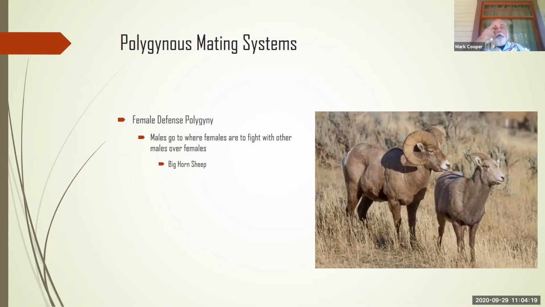All right, the next one is polygynous. Of all the polygamy, this is the more common. This is where you have multiple females and one male. And under this system, there are some subsystems. One is female defense polygamy, where the males will actually fight over the females. Here is the bighorn sheep, and you can see a male with a female, and the males will butt heads to try to control access to the females. So they are fighting physically over the females.